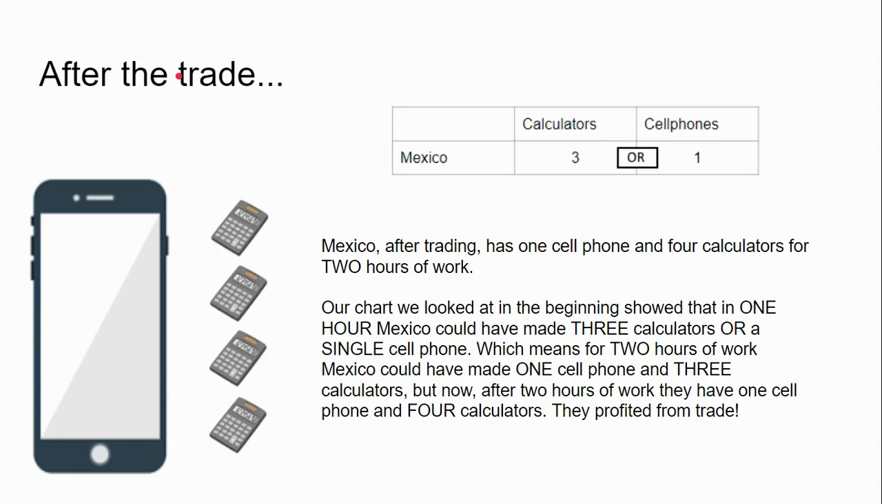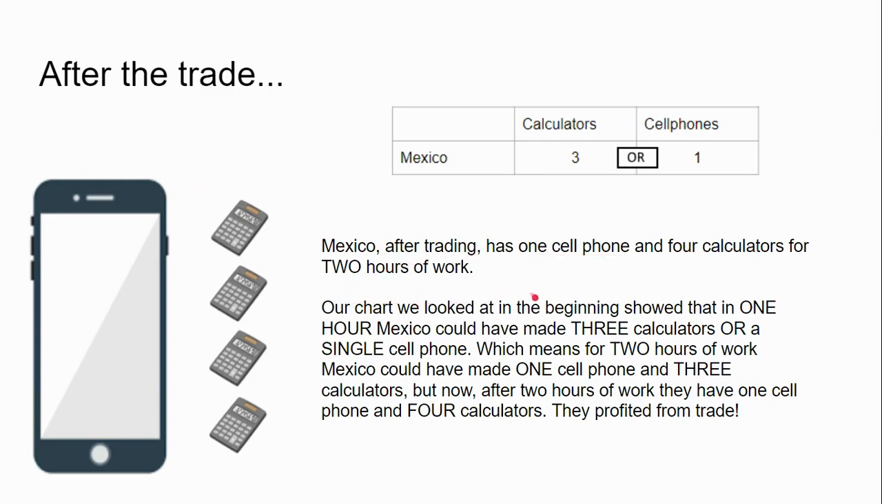So after the trade, Mexico has 1 cell phone and 4 calculators. They spent 2 hours working, right? 2 hours of work, and they got 1 cell phone and 4 calculators. If they had done each themselves, it would have taken them 1 hour to produce 3 calculators and 1 hour to produce 1 cell phone. So for 2 hours of work, they would have had 1 cell phone and 3 calculators. But now for 2 hours of work, they have 1 cell phone and 4 calculators. So as it says here, Mexico after trading has 1 cell phone and 4 calculators for 2 hours of work.